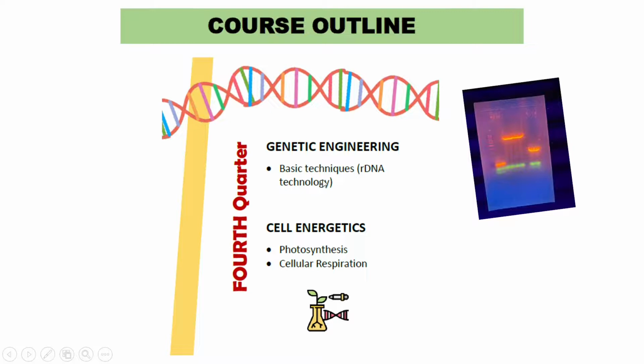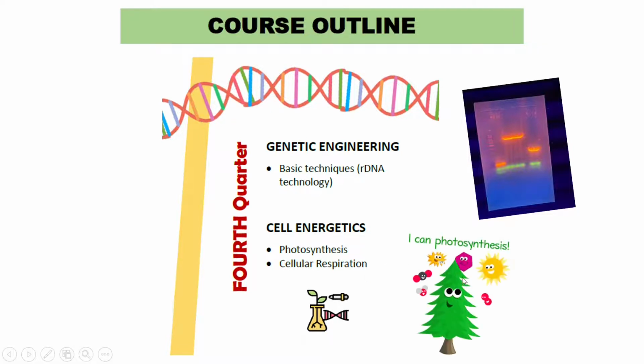And for the last leg of our discussion for the fourth quarter, we'll look at cell energetics, particularly photosynthesis and cell respiration. So we'll be looking at the biochemistry of how energy is produced by plants and also by animals through photosynthesis and cellular respiration. That's the whole of the course outline. This will be a very interesting year, a very interesting series of videos.